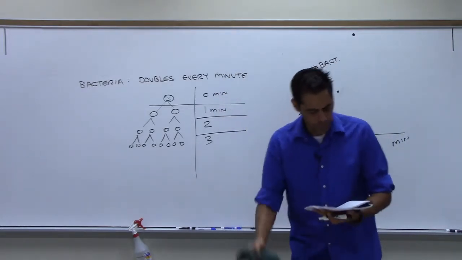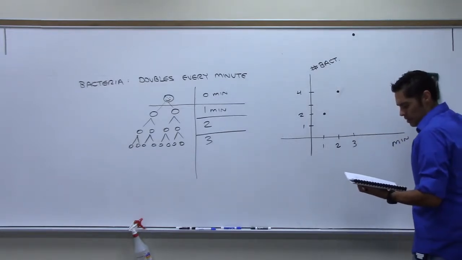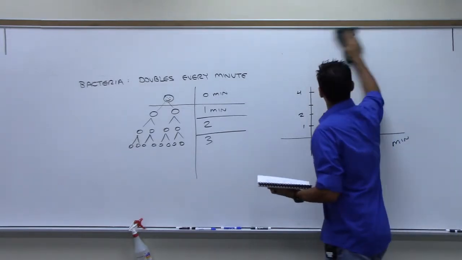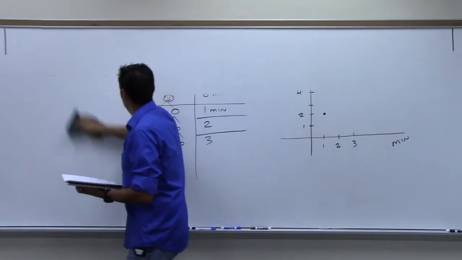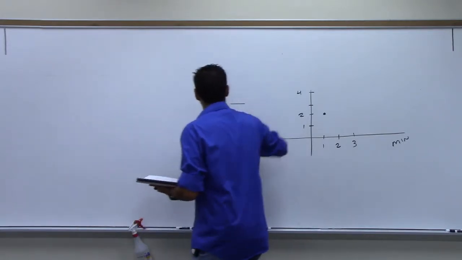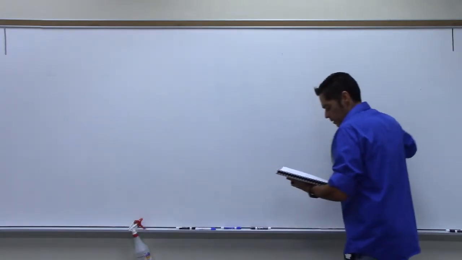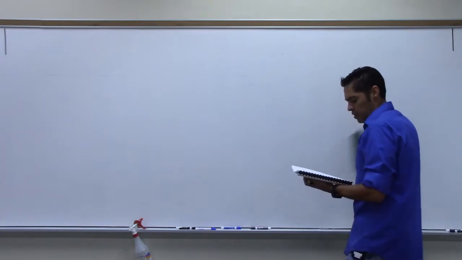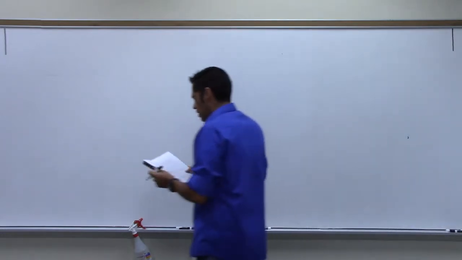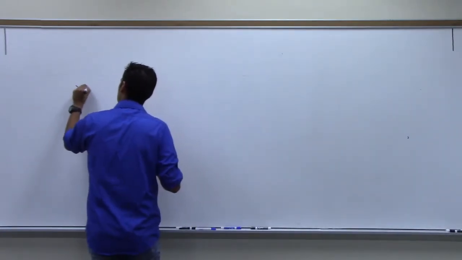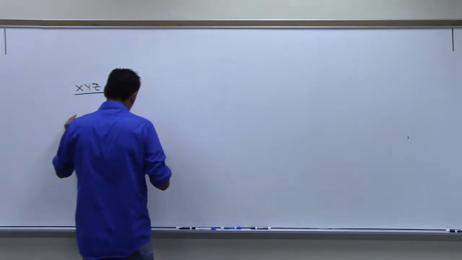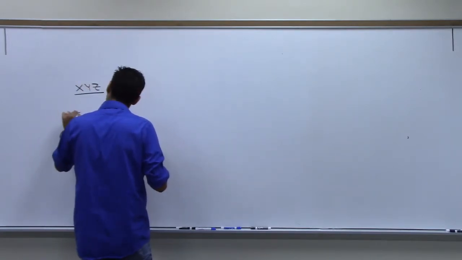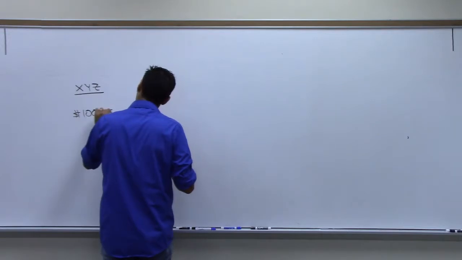All right, let's do another one. Tuition. Let's do tuition at college. So there's a college called XYZ, and it is $100 per credit hour.